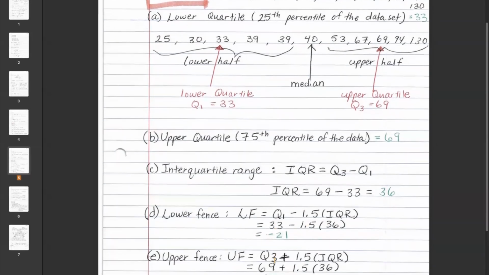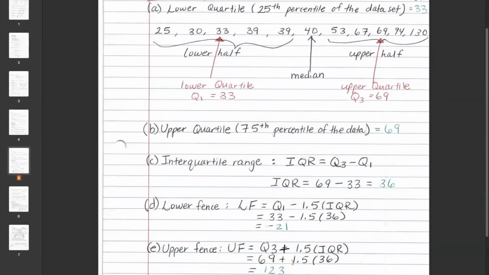That's the lower fence. And then for the upper fence, instead of quartile 1 this time, you're going to take the upper quartile, quartile 3, and then add 1.5 times the interquartile range. The interquartile range, like we said, was 36, and this time our upper quartile is 69. So when you do 69 plus 1.5 times 36, you get 123.